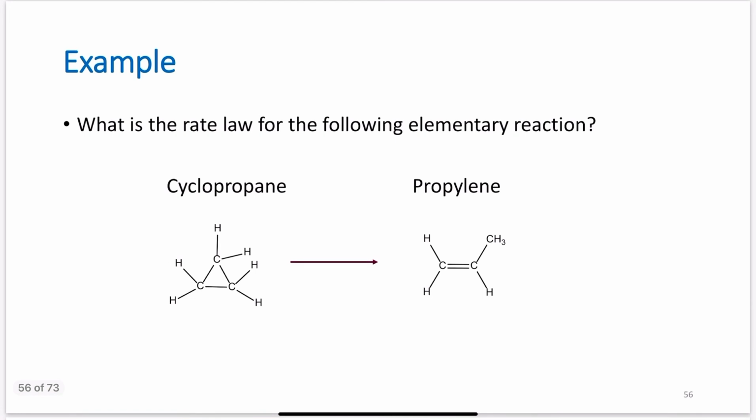What about this one? What's the rate law for the following elementary reaction? Cyclopropane to propylene. Students get very stressed out by this one. They immediately look at this, they see structures, they get very stressed out, they don't know what to do. Totally understandable. This is what's called isomerization.